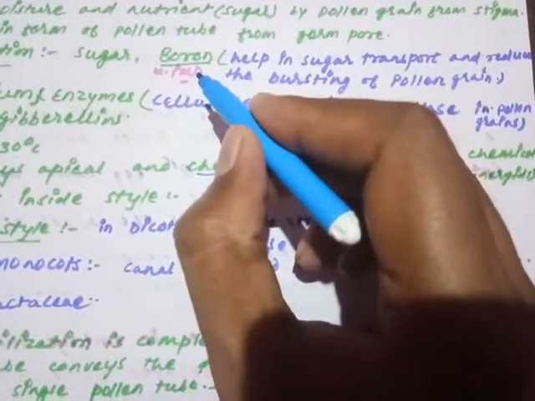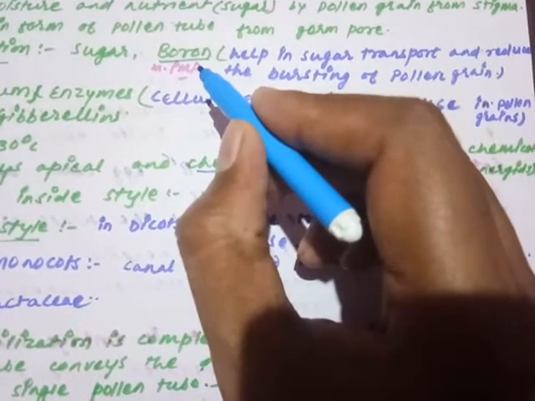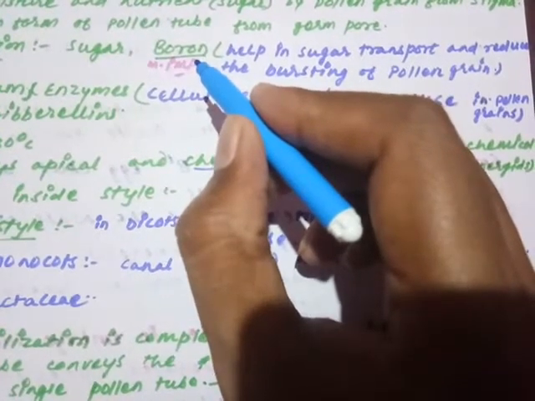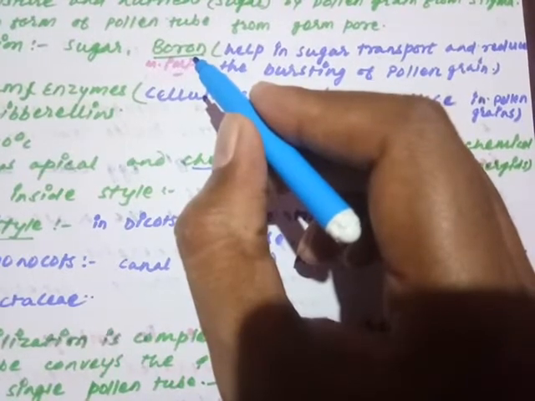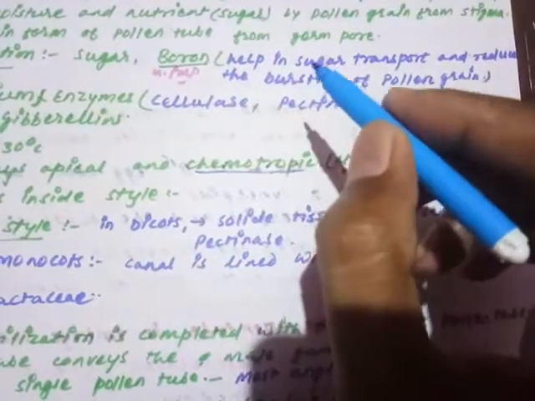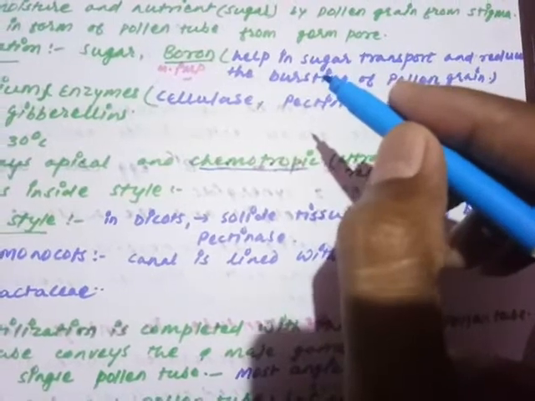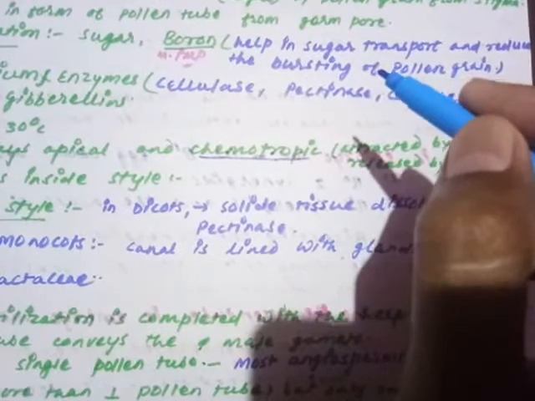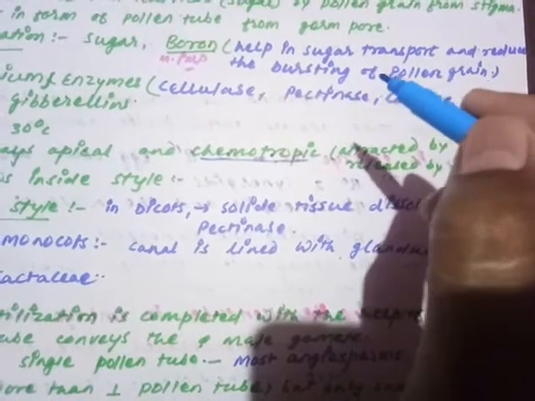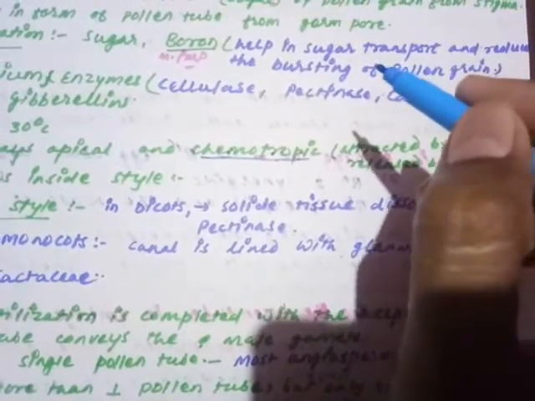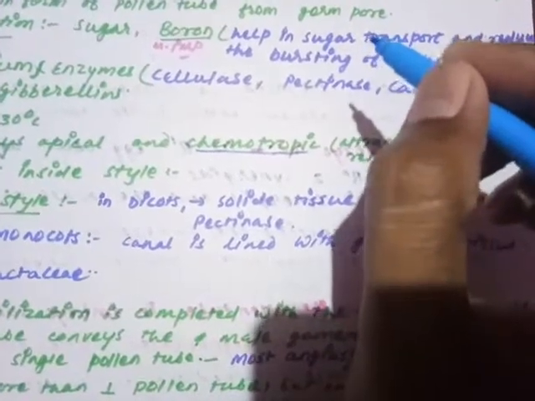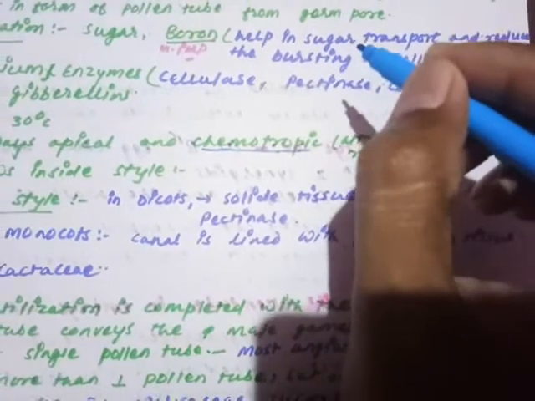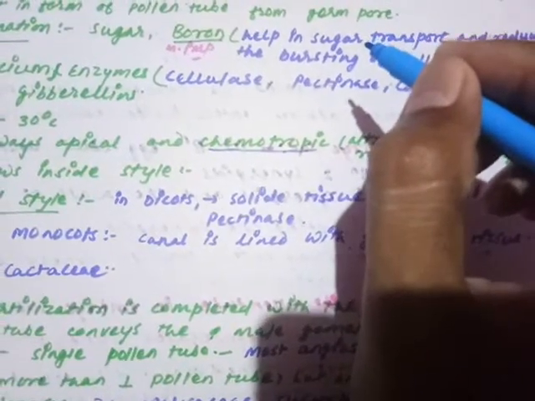The second factor is boron. It is always used in artificial culture medium, so that it can enhance pollen tube formation. How does boron enhance pollen tube growth? It is useful in the transport of sugar from top to bottom, and it reduces the chances of pollen grain bursting. Are you getting my point?